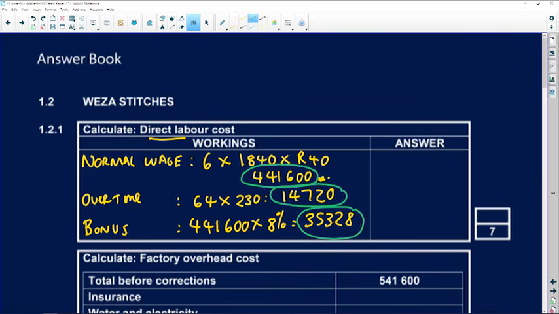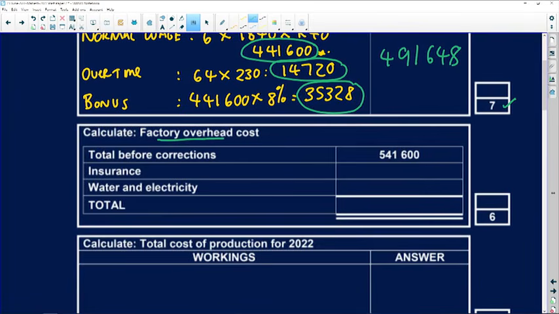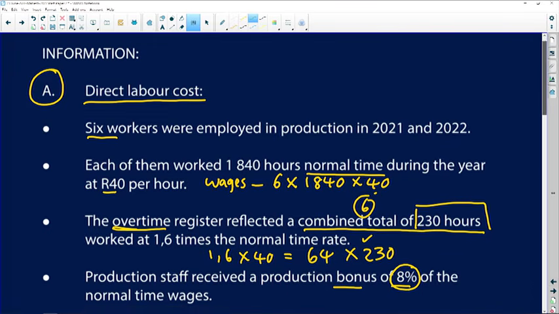So these three amounts added up give me my direct labor cost of 491,648. That's 7 marks. Just make sure you show calculations. Calculations are extremely important. Moving on to the next part of the question. Again, calculate, but this time factory overhead cost. They've brought down a total before corrections, so corrections need to be made to insurance as well as water and electricity. Let's go to the info so we know exactly what's going on.